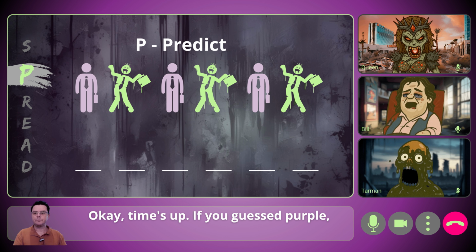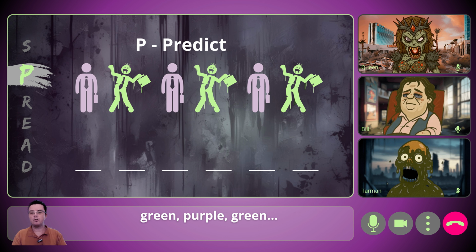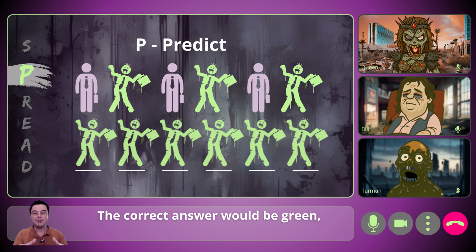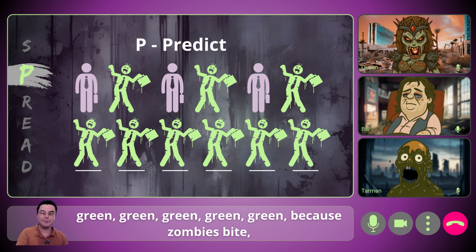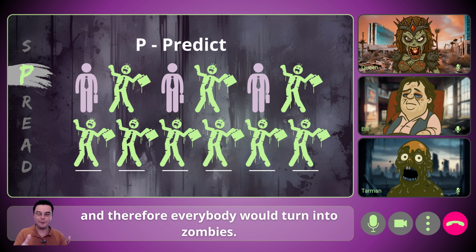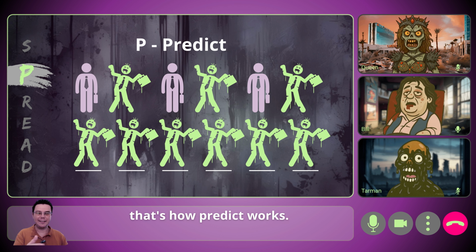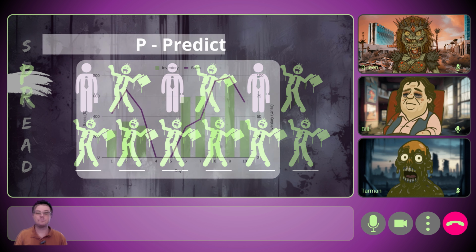Okay, time's up. If you guessed purple, green, you would be wrong. The correct answer would be green, green, green, green, green, green, because zombies bite, and therefore everybody would turn into zombies. Yeah, I know it was a little tricky, but yes, that's how predict works.